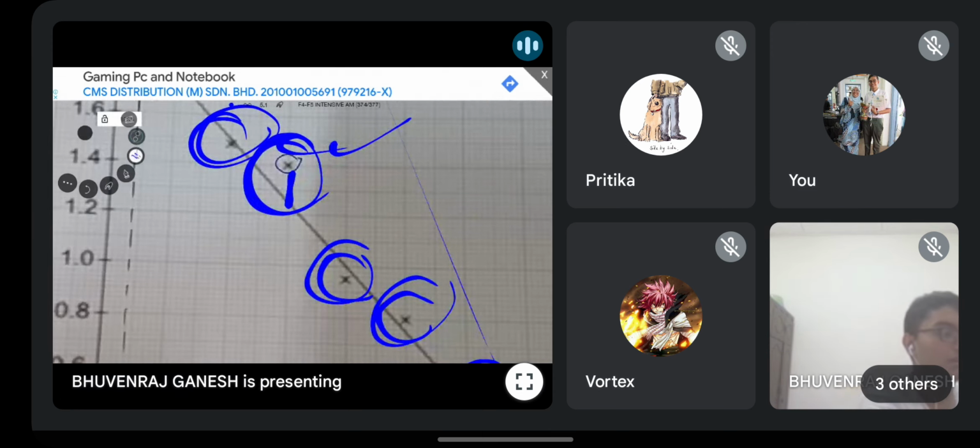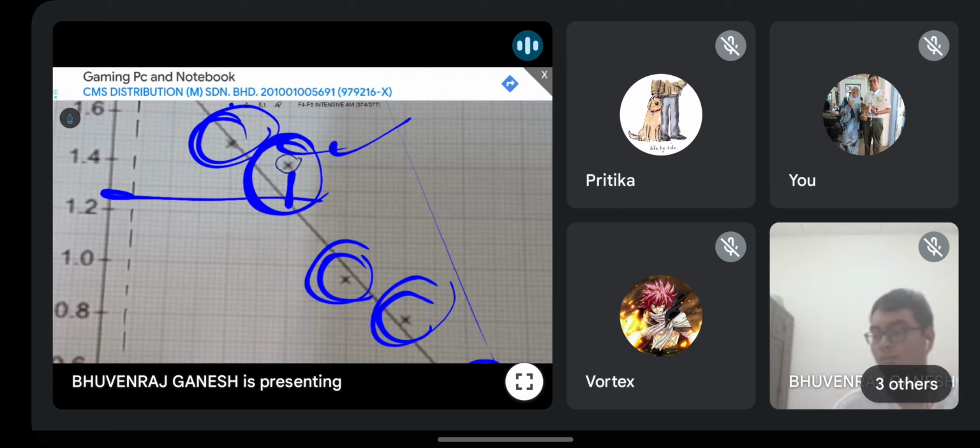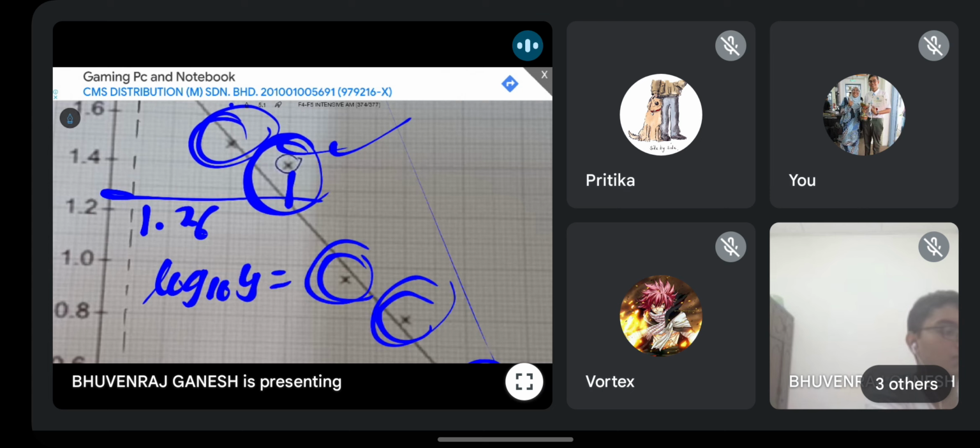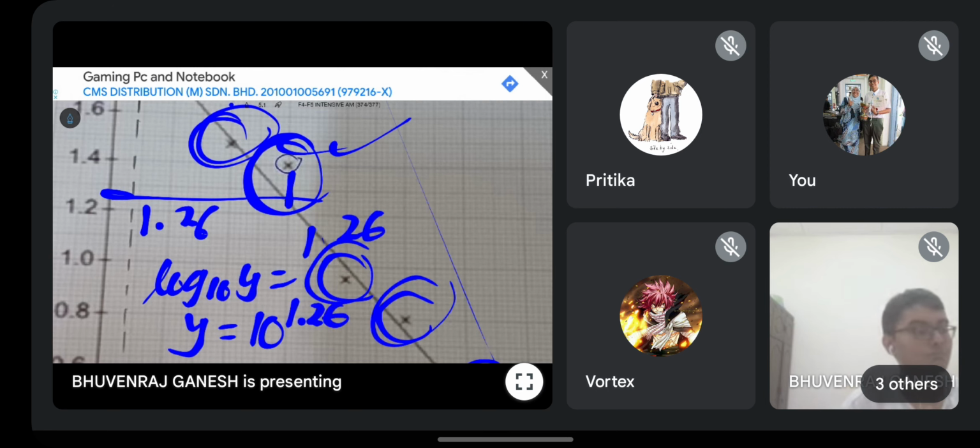So then you read your y value, guys. Same concept. Read to your y-axis, then you can find the value of it already. Okay, so then you can get the answer for that question. You should get 10 power 1.26. This value is 1.26 if you count. Okay, so log 10y is 1.26. So y is 10 power 1.26.